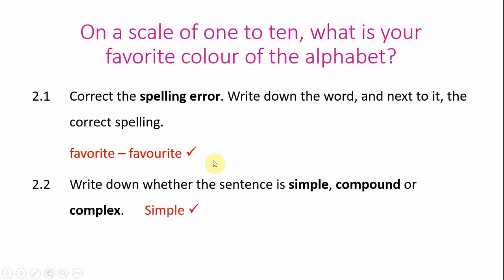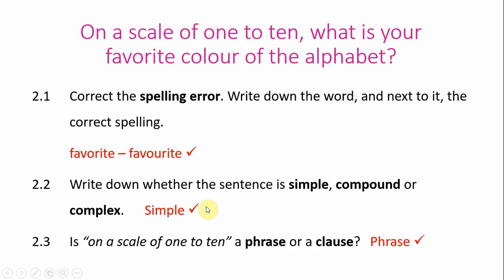Alright, 2.2 asked us if it's simple, compound or complex. So I go and look at my sentence and I see there's only one verb, and it is, and because of that it has to be simple. 2.3 asked if that is a phrase or a clause. It's a phrase because a group of words that does not contain a finite verb is a phrase. If there was a finite verb in here, it would have been a clause.